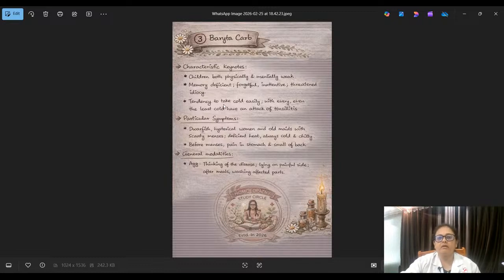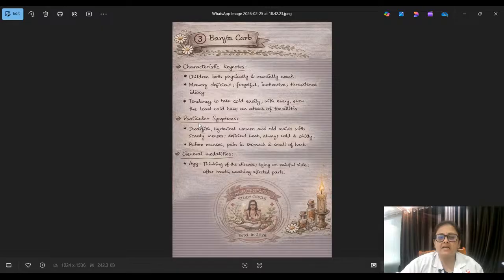Okay, tendency to take cold easily. Even with the least cold, they have an attack of tonsillitis. Say for example, in this scenario, delayed puberty in girls who have memory deficit, who cannot study, who cannot retain anything, who are below average students, and even with a small exposure to cold, they'll have tonsillitis. So this is a perfect combination for Baryta carb. Okay, so this is how you have to apply.